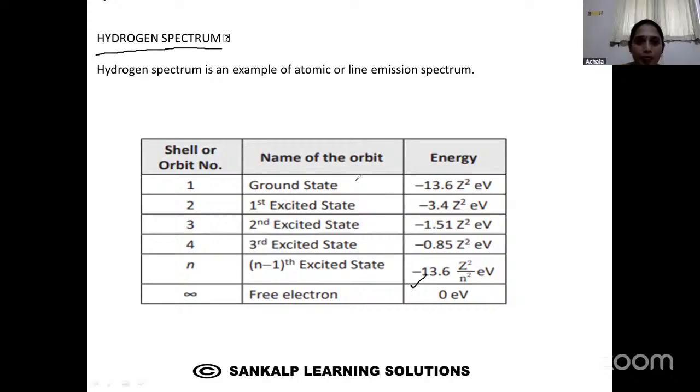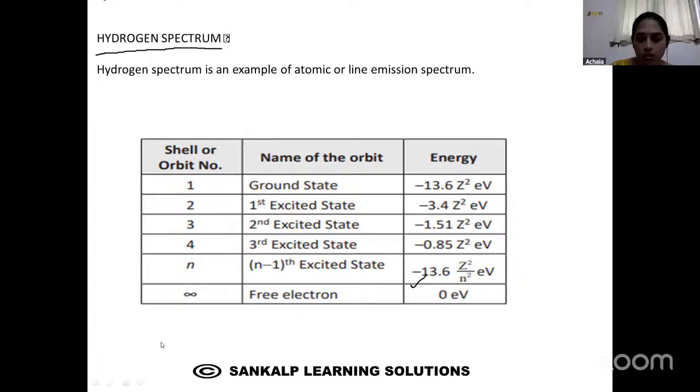So here different orbits are having different energy levels. See here, minus 13.6 into Z square is for first orbit. If it is second orbit, minus 3.4. See here, minus 13.6 is smaller than minus 3.4 because the minus sign is there. Therefore, second orbit has higher energy compared to first orbit, whereas third orbit again has higher energy, minus 1.51, which is higher compared to minus 3.4 electron volt.